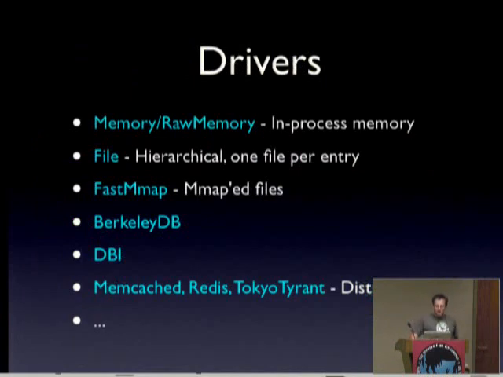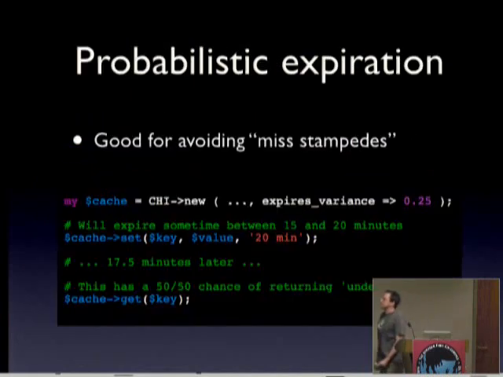Okay, so I talked about this fancy-sounding probabilistic expiration, and it sounds all Star Trek-y. This is good for avoiding something called miss-stampedes, which is another name that I love, and this is from the memcached community. So a miss-stampede is when you set a cache to expire in, let's say, 1 hour, or in this example, 20 minutes.